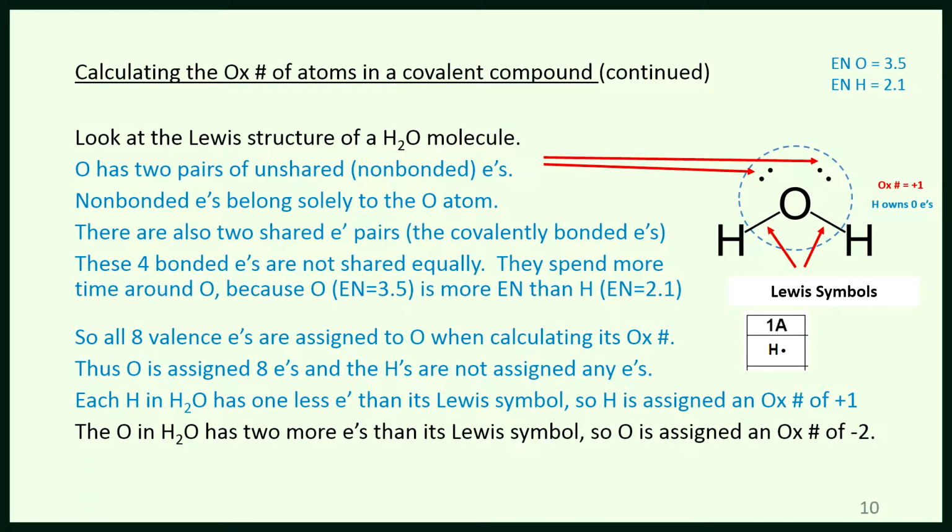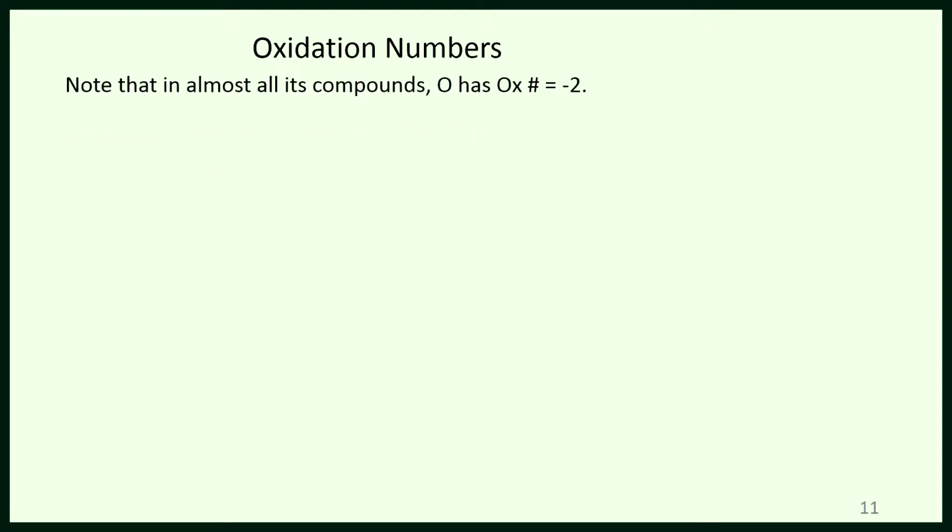The oxygen in water has 2 more electrons. It has 8 electrons instead of 6 electrons like the neutral oxygen atom's Lewis symbol, and therefore oxygen is assigned an oxidation number of -2. Note that in almost all of its compounds, oxygen has an oxidation number of -2.